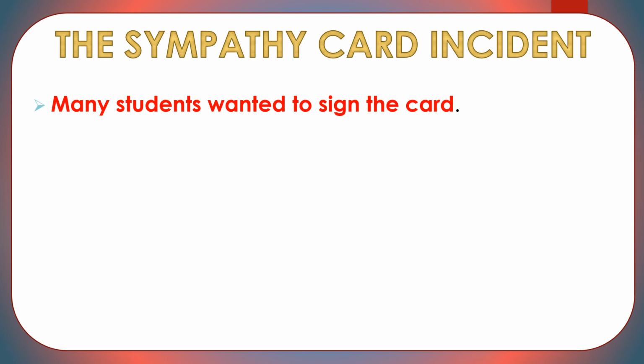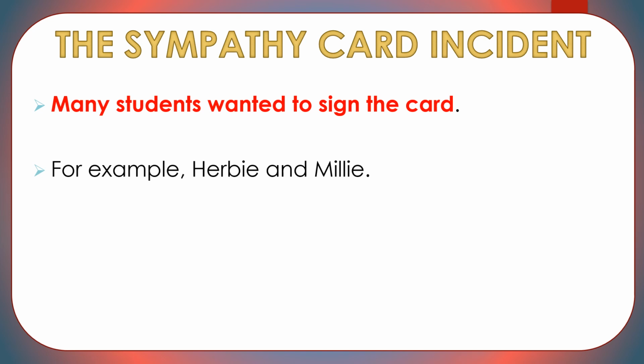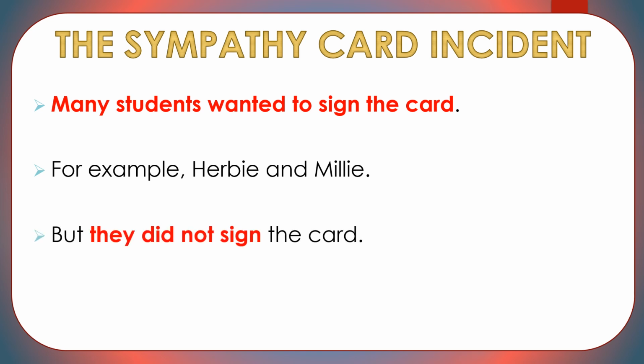For example, in the novel, we were shown that Herbie, the generic boy, and Millie, the generic girl. Basically, they are just general characters. They are kind of like the nerds in the novel, right? Budak-budak yang baik je. Tak pandai memberontak and stuff like that. So Herbie and Millie, they wanted to sign the card, but they did not sign the card, right?